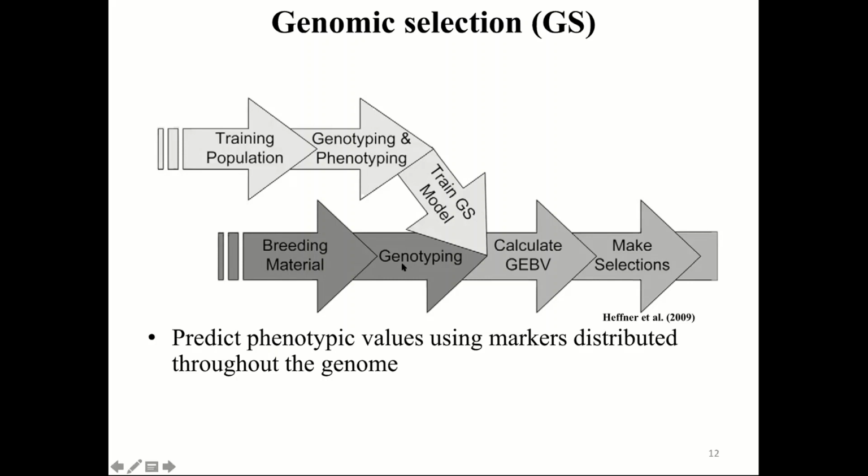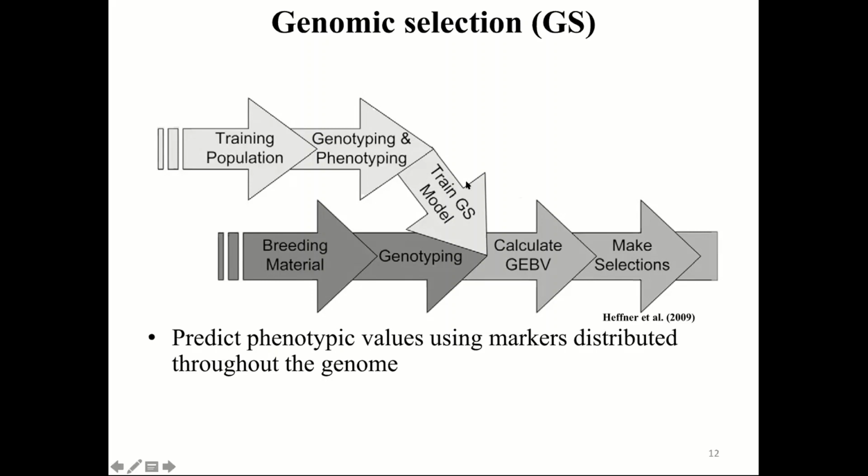Basically, the purpose of genomic selection is that we want to predict genomic estimated breeding values, or to oversimplify, phenotypic values, using a genome-wide set of markers. So what you're going to do is take a training population that you genotype and phenotype for your traits of interest, and you train a genomic selection model. Your Y variable is your phenotype of interest, and your X variables are your genome-wide set of markers.